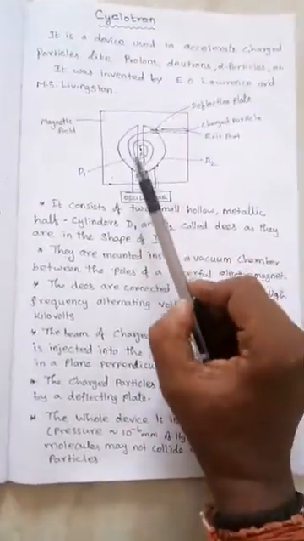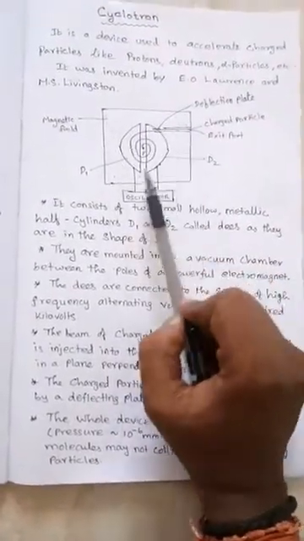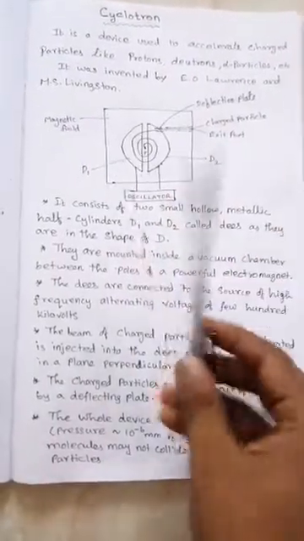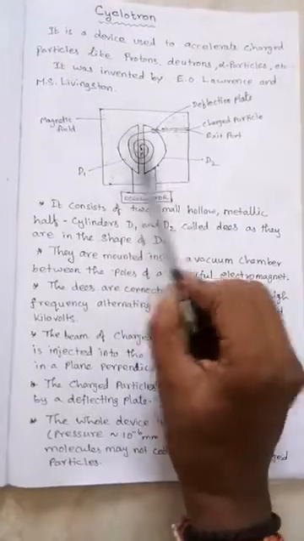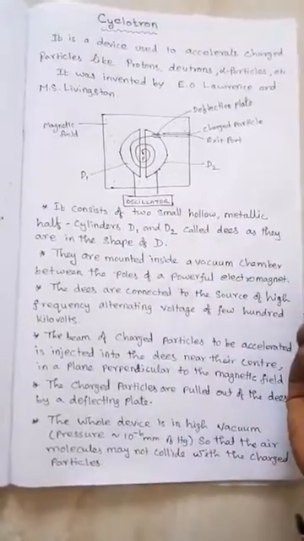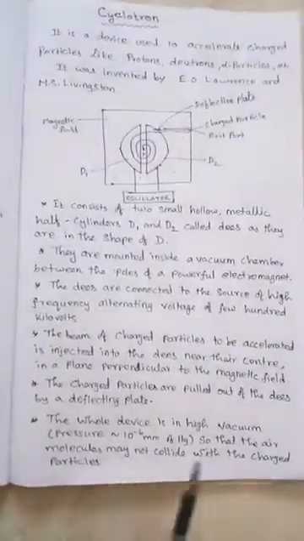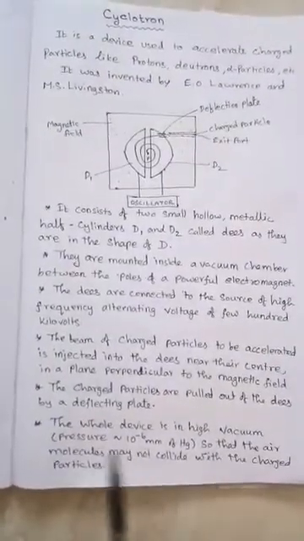Why do you make a vacuum inside the apparatus? Because the air molecules should not react with the particle or get ionized. The air molecules may not collide with the charged particle.